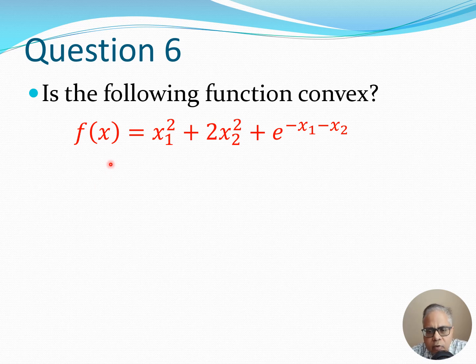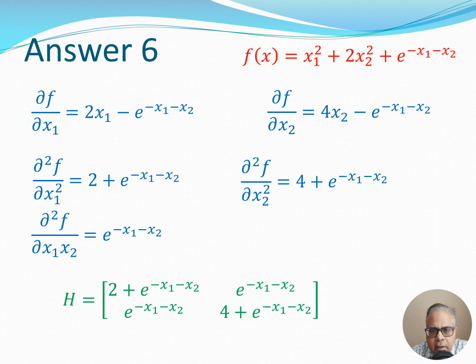Now let's come to a more complex problem, which is a function we have been studying in this course and will keep studying as an example. This function is f of x equals x1 squared plus 2 x2 squared plus e to the power minus x1 minus x2. We have to figure out if this function is convex or not. Again, I get the gradient and then the second derivative of this function, and then we get the Hessian matrix H.